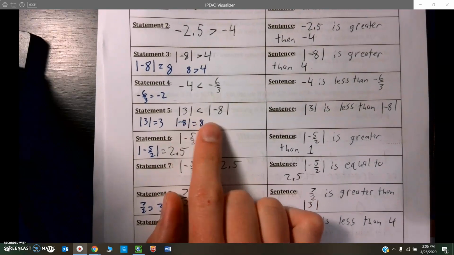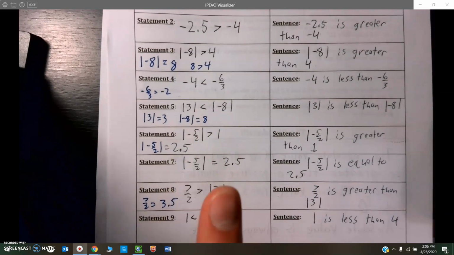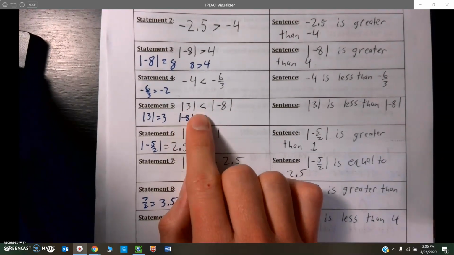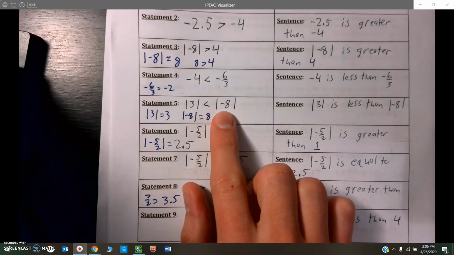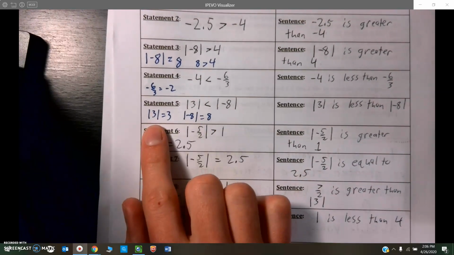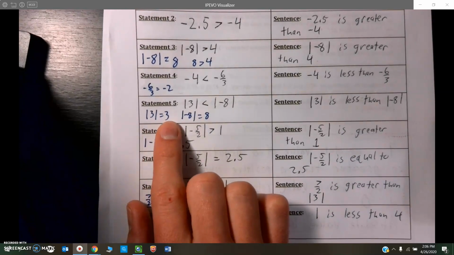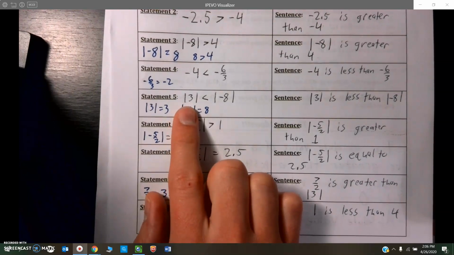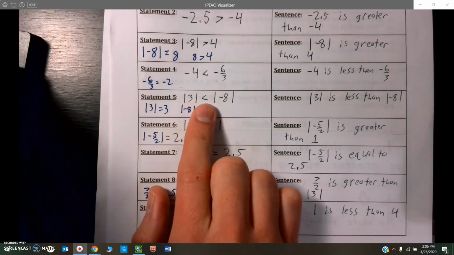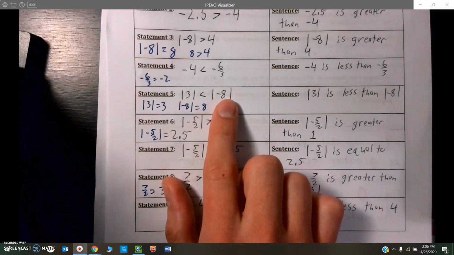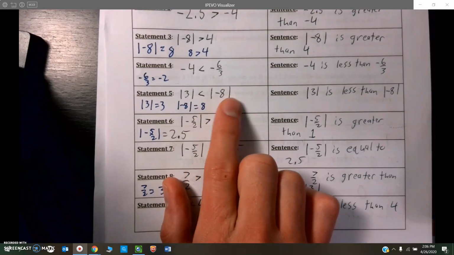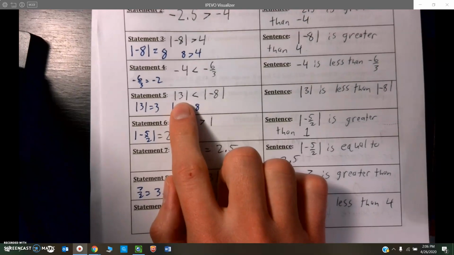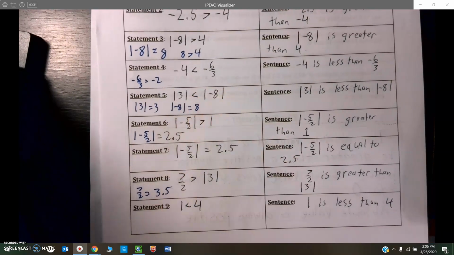Another inequality problem: anytime you see the absolute value symbol, you can say the absolute value of 3 is less than the absolute value of -8, or we can think of it as the distance of 3 from 0 is less than the distance of -8 from 0, because the distance of 3 from 0 is 3, and the distance of -8 from 0 is 8. I'm not saying that 3 is less than -8. 3 is greater than -8, but the distance of 3 from 0 is less than the distance of -8 from 0.